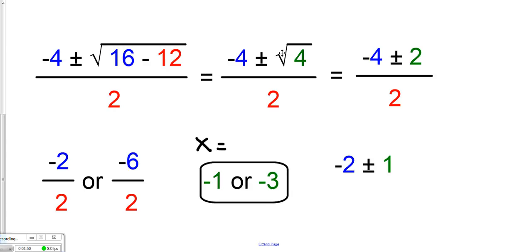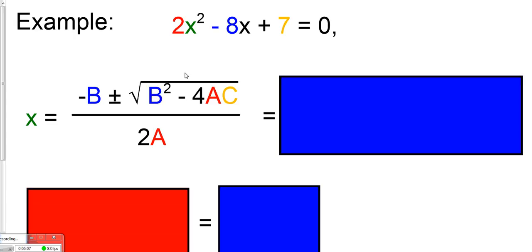Again, if this was like a root 5 and we couldn't simplify it, on your calculator you just type negative 4 plus the square root of 5. Take that answer, divide it by 2. Then do the same thing using minus. We're going to go over an example of what that might look like. So, same thing. And again, this x should be green.